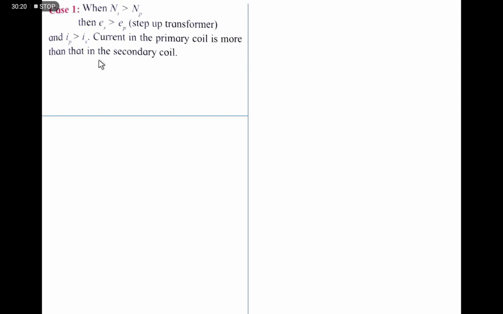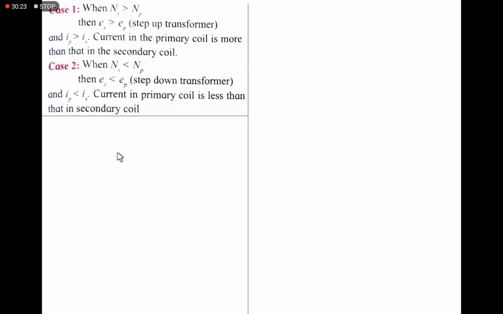Then next is step down transformer. In this transformer, the number of turns in secondary will be less as compared to the number of turns in primary.